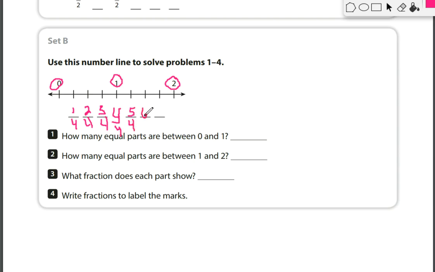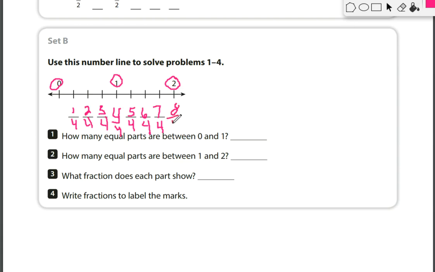Remember, count like normal. Don't do anything fancy. Our fourths didn't change, so it's 4 all the way down for the denominator. We're only counting the numerators. 1, 2, 3, 4, 5, 6, and 7/4. So that means that 2 would be 8/4.